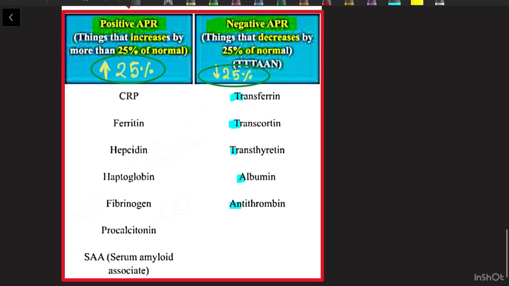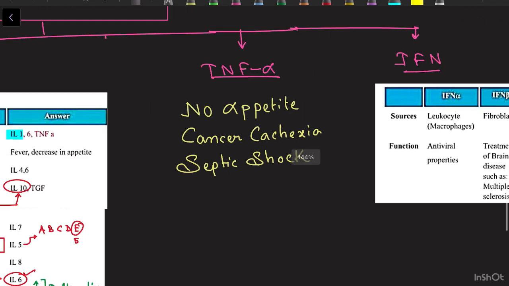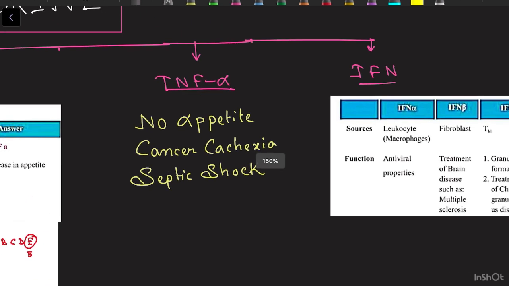So the examples you can remember 2 3 from here. You have C-reactive protein, it's a very famous one. Ferritin is there, hepcidin is there, fibrinogen is there, and then here we have transferrin, transcortin, transthyretin, albumin, antithrombin. So you can remember 2 3 names. If a short note comes, you can write. So finishing with the interleukins, now moving on to TNF alpha.